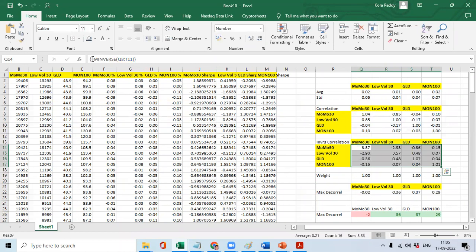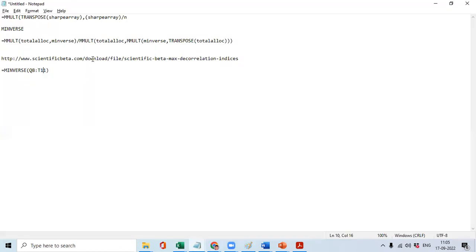That's your second step. Then the third step is just weight. We are using the equal weight, we're assuming, and then solving for maximum decorrelation. So this is the step. MMULT, matrix multiplication of that allocation array and MINVERSE array divided by MMULT, allocation array and MINVERSE and transpose total allocation and MMULT.